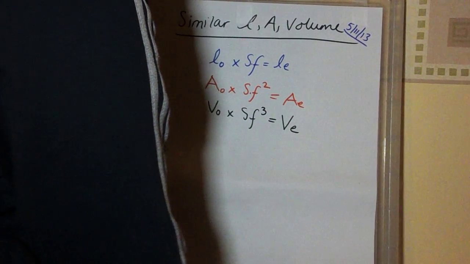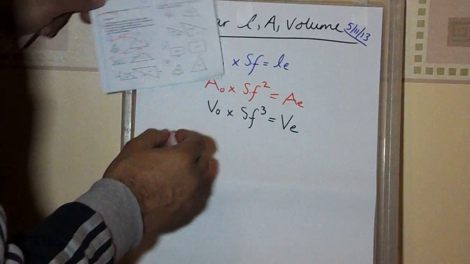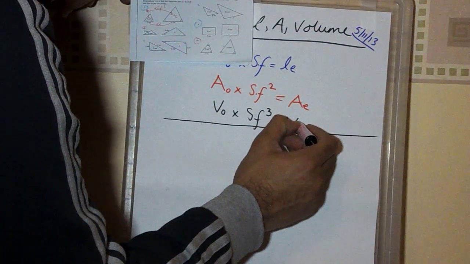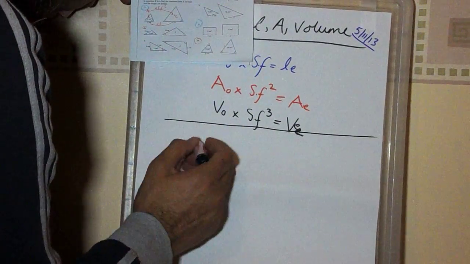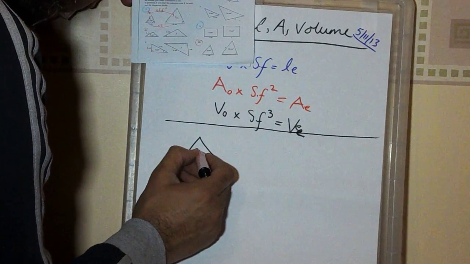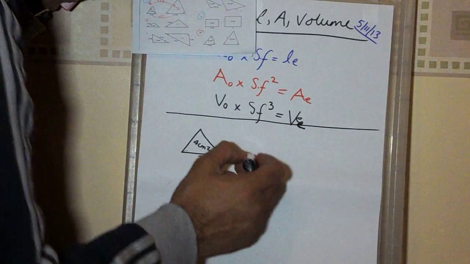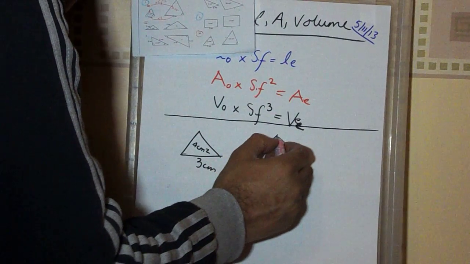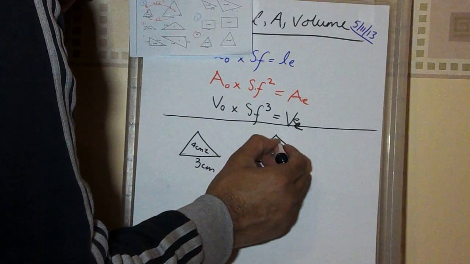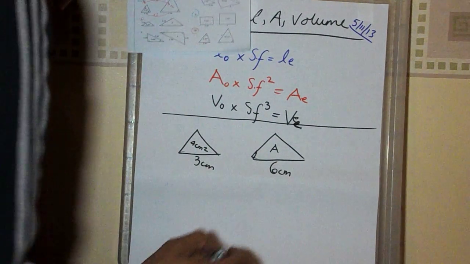Okay, so we have here question 4.6. So here we've been given the area is 4 centimeters squared. This bottom length is 3 centimeters. And here's our new enlarged shape, and we've been told that the area is A. But the bottom length is 6 centimeters.